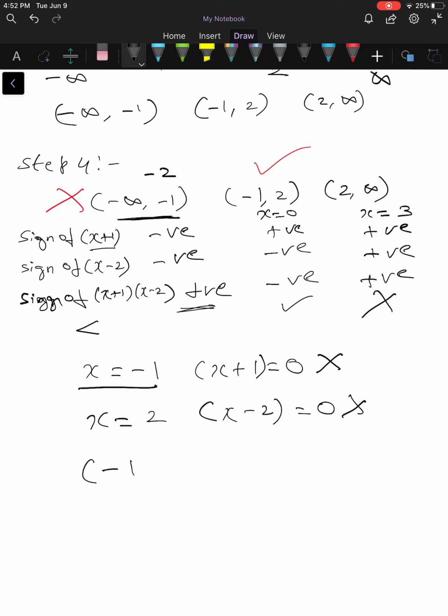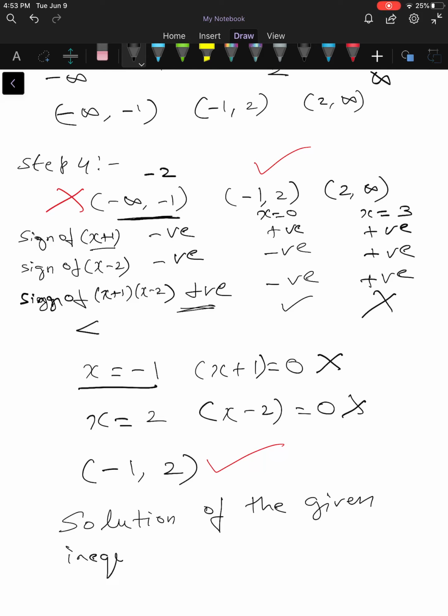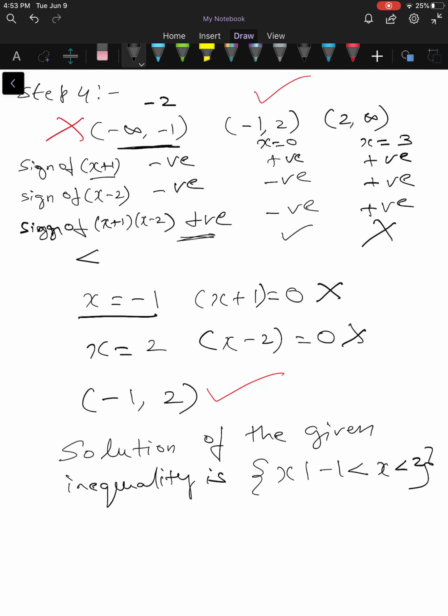So what we are left with is the open interval negative 1 comma 2. So this is the solution. All values of x are in between negative 1 and 2. To write this in set builder method, the solution of the given inequality is the set of all x such that negative 1 is strictly less than x, strictly less than 2. This was a perfect recall, like we solved the problem as well as recalled the steps to follow. This applies to any kind of method that you do.